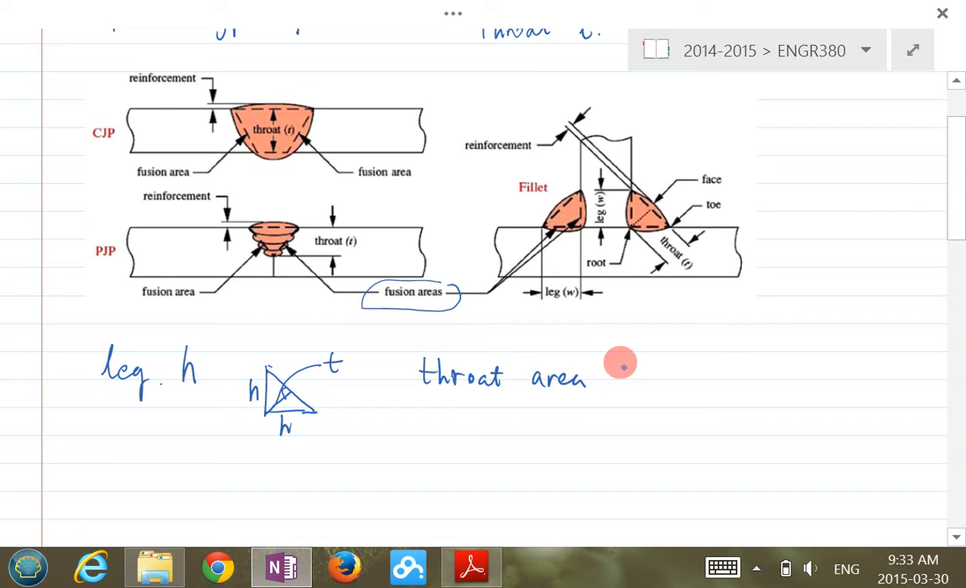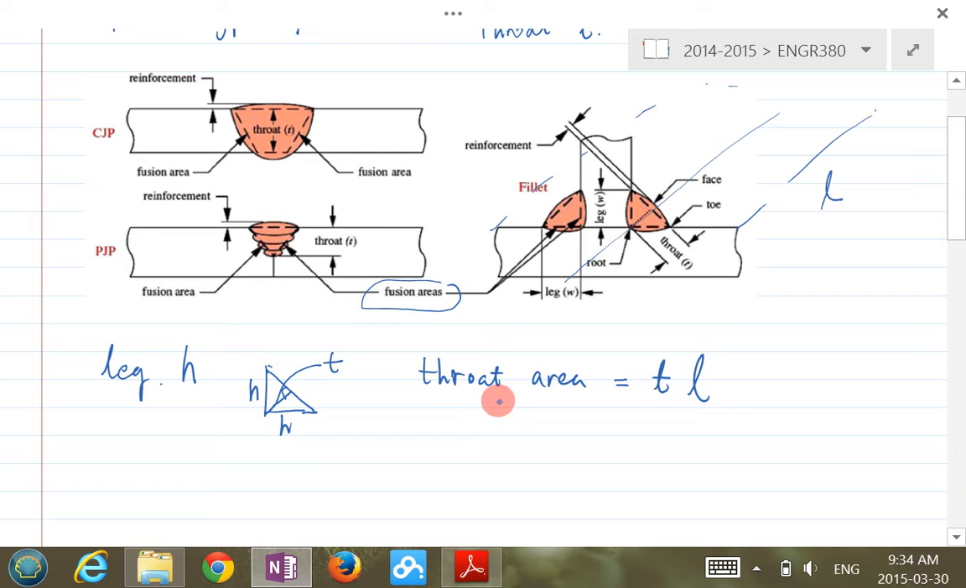The throat area is basically T times the length. You can imagine if you cut into it like this, depending on how long the member is, you have a length. So T times the length is the throat area. The length L generally you can't change, but it's the T that determines this throat area, and this throat area ultimately relates to the strength of these welded joints.